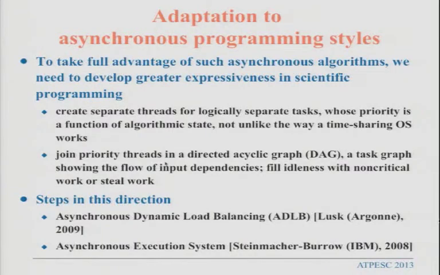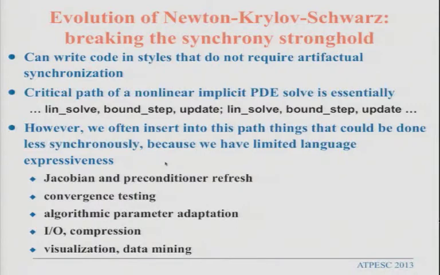My favorite algorithm is Newton-Krylov-Schwarz, a nonlinearly implicit method for PDEs. The critical path on that is a linear solve to update the Newton step. You produce the Newton step with a linear solve, you bound it based on certain line search or trust region methods, and then you take the update. And it's really hard to avoid this sort of synchronous inner loop.